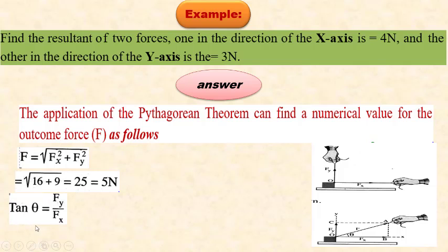So tan theta will be equal to Fy over Fx. So tan theta equals 3 over 4. How can we get theta from this? By using the calculator, shift tan of 3 over 4. So theta will be 36.87 degrees.